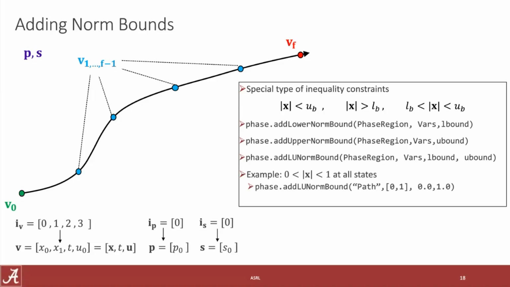So a very common use case for this is, say, we want the entire path, the 3 components of our control. We don't want the magnitude of our control vector to go below 0 or above 1. You can use the LU norm bound to just constrain the indices of your 3 control components so that the norm of your control is bounded to be within a certain region.